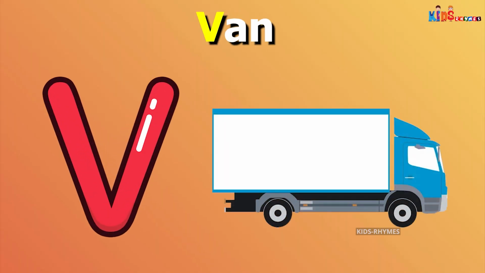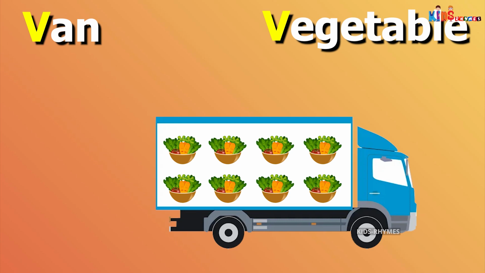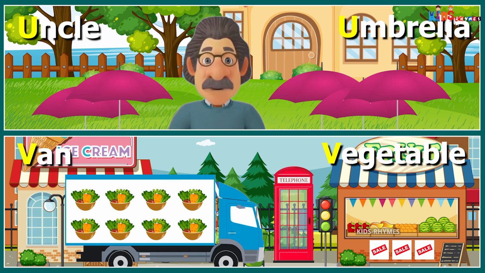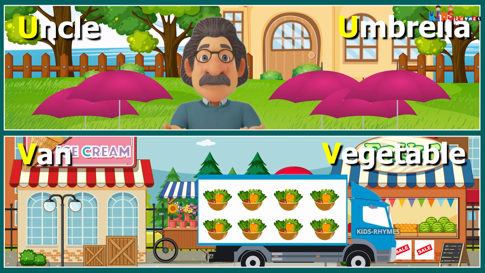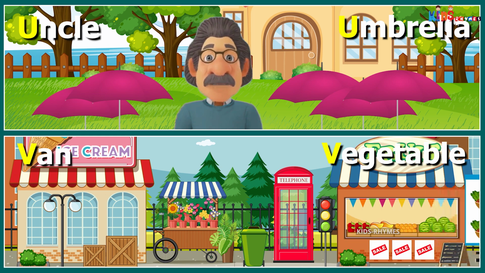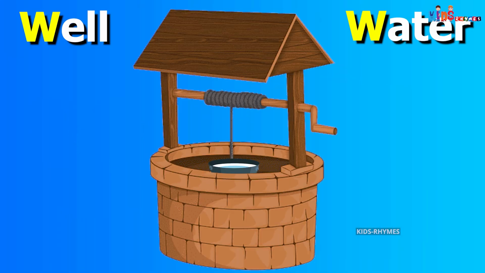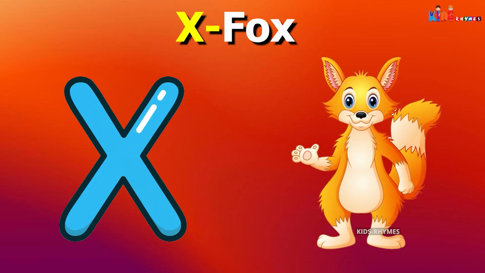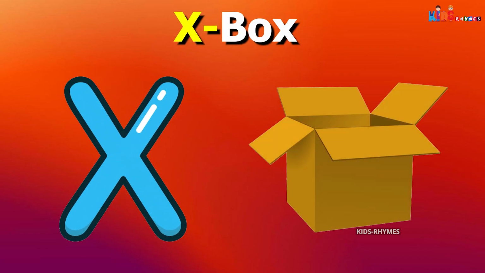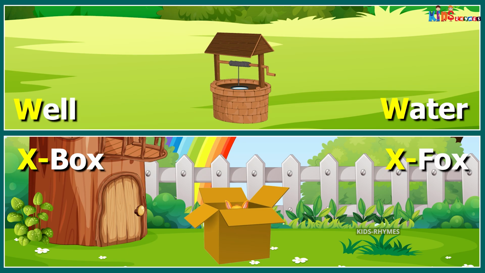V for van and V for vegetable. V. W for well and W for water. W. X for fox and X for box. X.